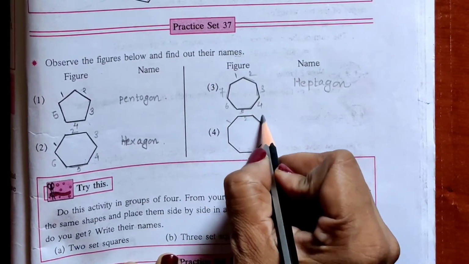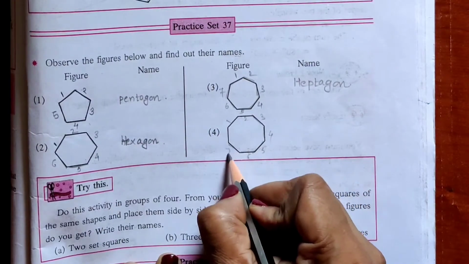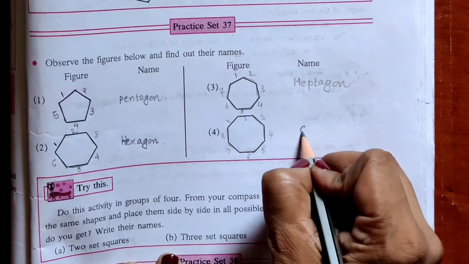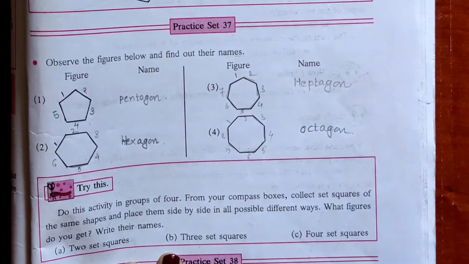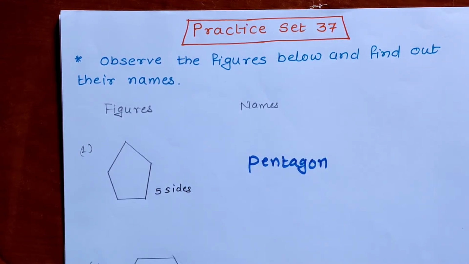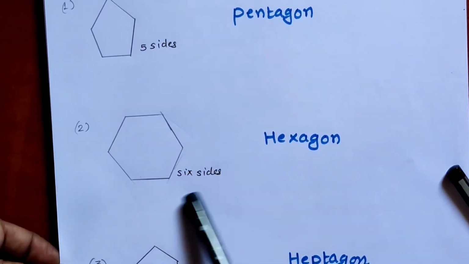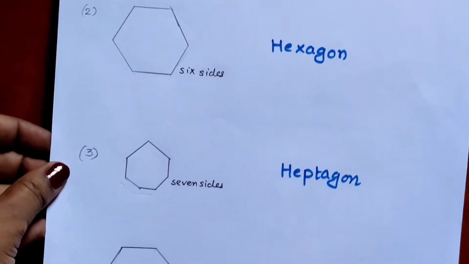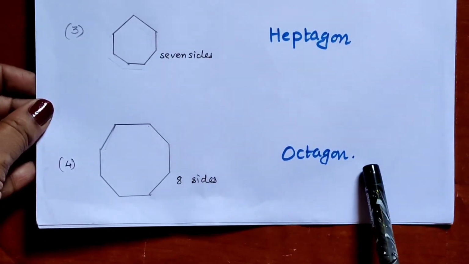Now let us count the sides. 1, 2, 3, 4, 5, 6, 7 and 8. 8 means octagon. So in this way, count the sides and write the answer in your notebook. As you all can see, in this way I have drawn the figure and I have written the name. 5 sides means pentagon, 6 sides means hexagon, 7 sides means heptagon, and 8 sides means octagon.